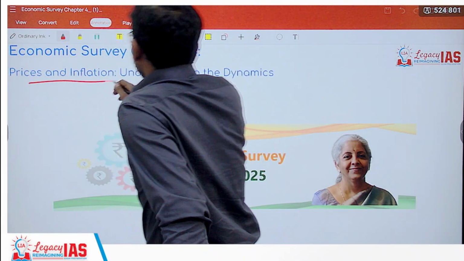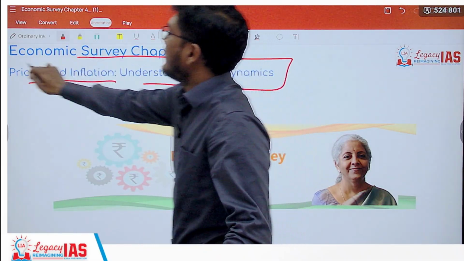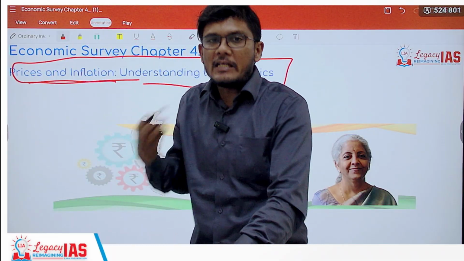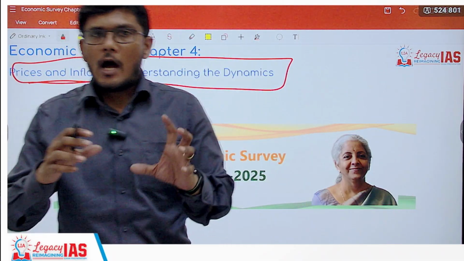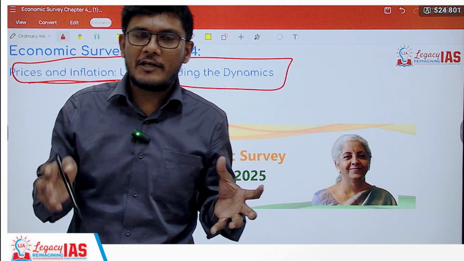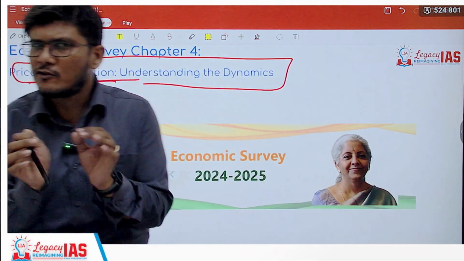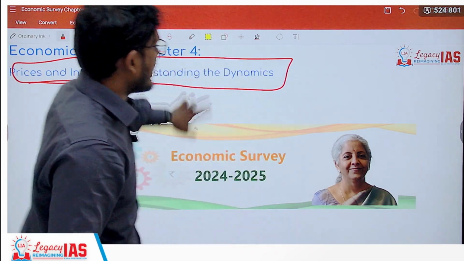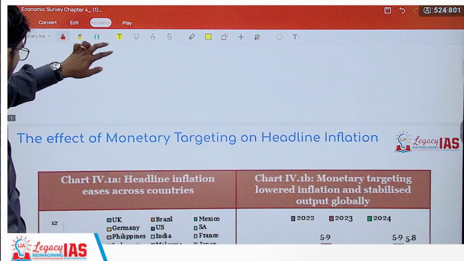Chapter 4 is on prices and inflation, understanding the dynamics. We'll dive deep into this in order to understand: is inflation high, which kind of inflation is high, what are the kinds of inflation, and they are high for what specific reason. We'll see everything. So let's continue.